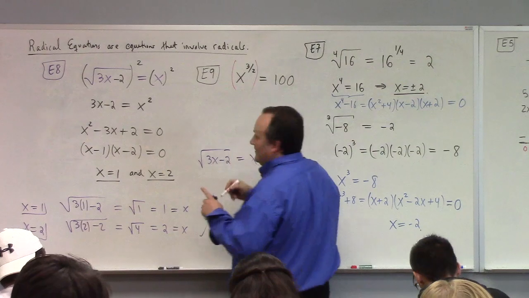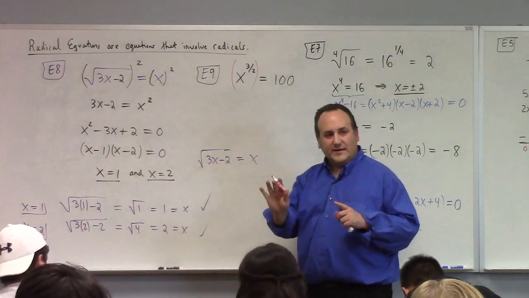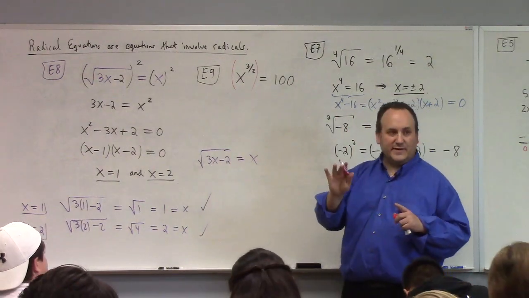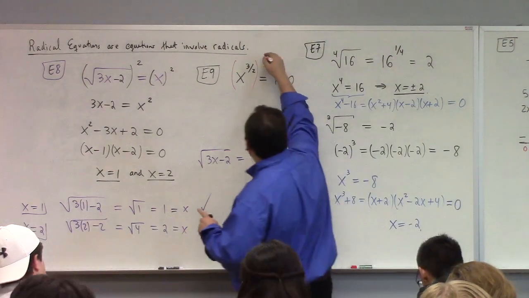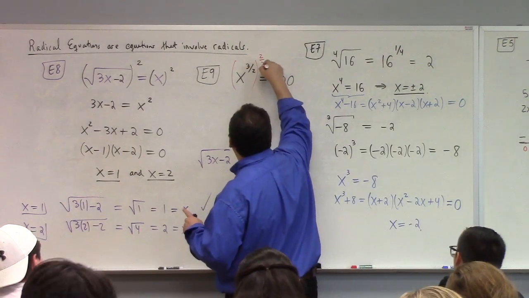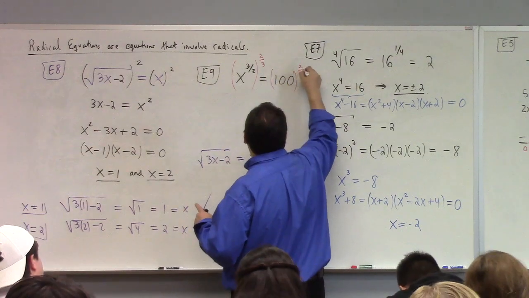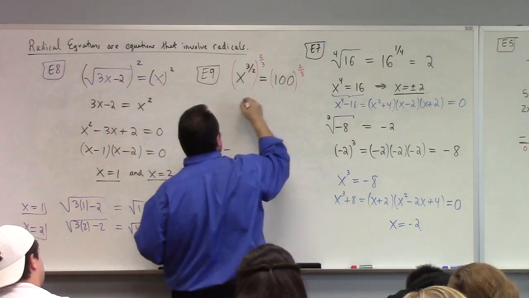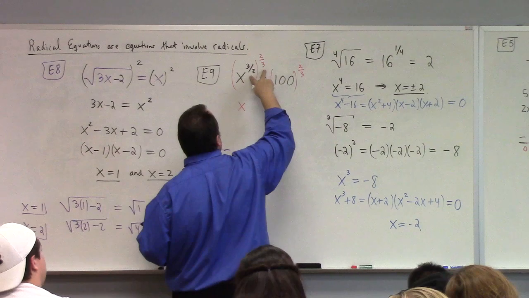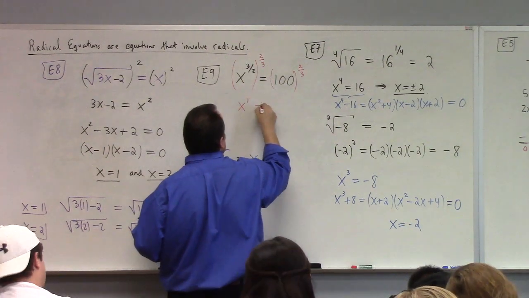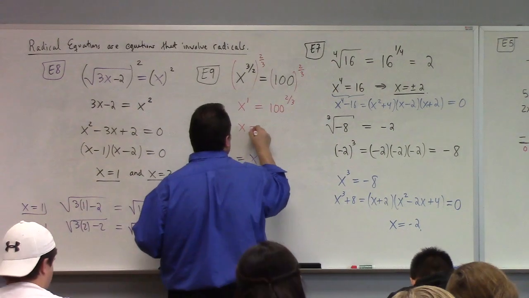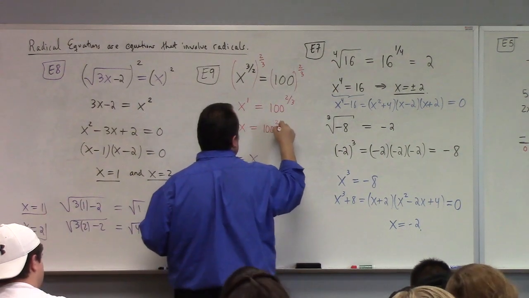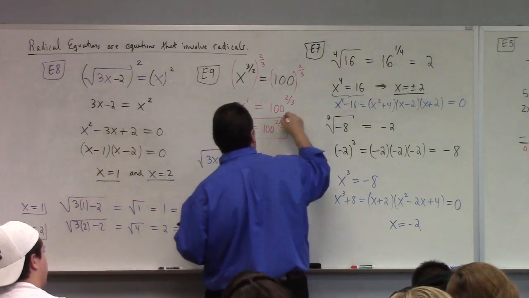The natural enemy of 3/2 with respect to multiplication is 2/3. So you simply take this to the 2/3 power. You take that to the 2/3 power. These annihilate, and 2/3 times 3/2 is 1, so that's just x to the 1 equals 100 to the 2/3 power, and the answer is x equals 100 to the 2/3 power.